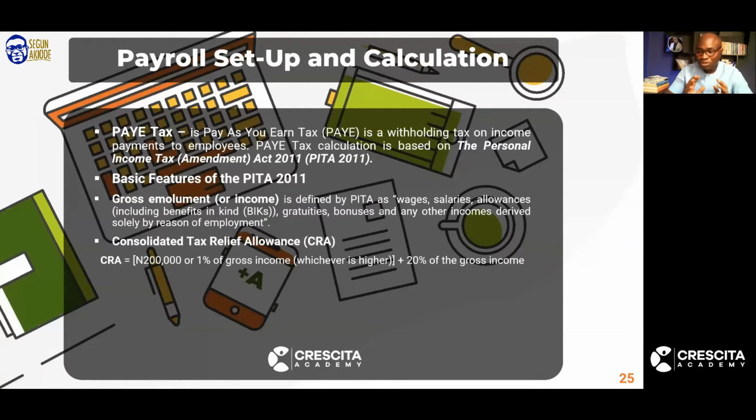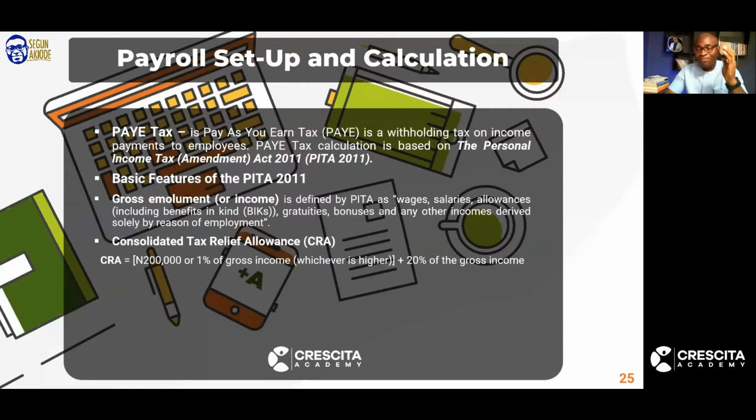I don't want to get into technicality, but when it comes to income as defined by PITA, it says that wages, salaries, allowances, including benefit in kind. So benefit in kind is not exempted from tax deduction. Gratuity, bonuses, and other incomes derived solely by reason of employment is open to taxation. So you need to look at PAYE in two forms.